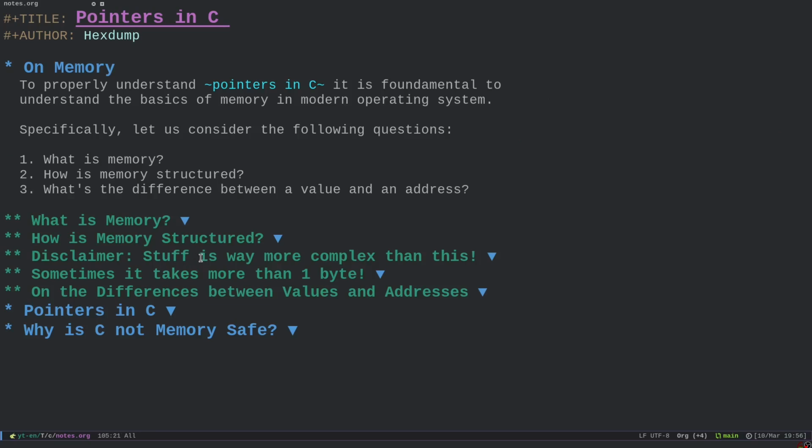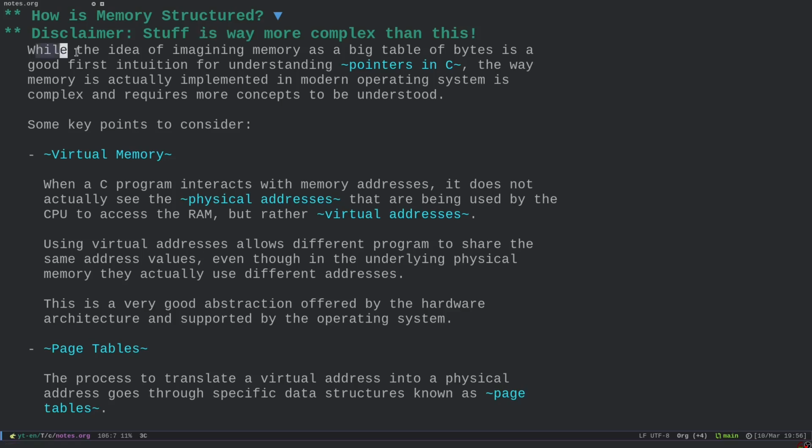Memory in reality is not just a big table in the way that it is implemented by the operating system. So let's read through this disclaimer. While the idea of imagining memory as a big table of bytes is a good first intuition for understanding pointers in C, the way memory is actually implemented in modern operating systems is way more complex and requires more concepts to be completely understood. Now, this video is not about how memory works in an operating system. It is about how pointers work in the C programming language.